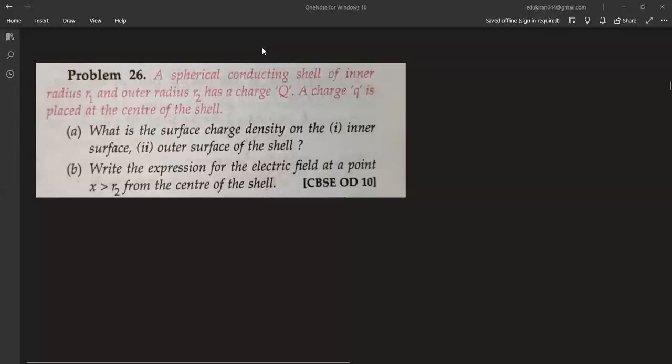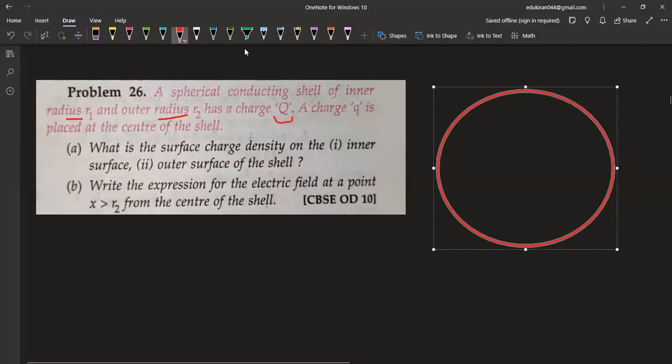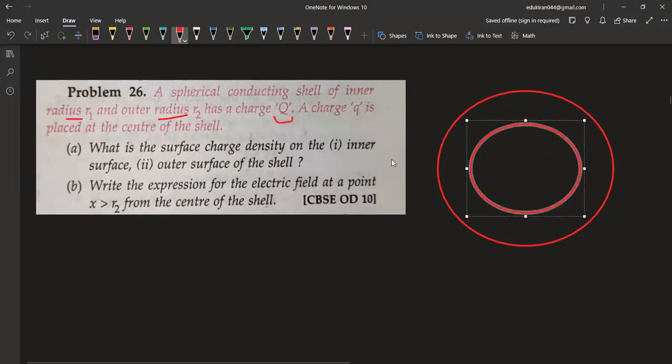This says that a spherical conducting shell of inner radius R1 and outer radius R2 has a charge Q. So it means two concentric circles are there. Whenever you have such types of questions, firstly, draw the figure yourself. So this is the outer sphere. This is the inner sphere.